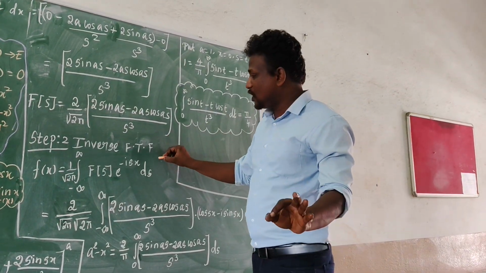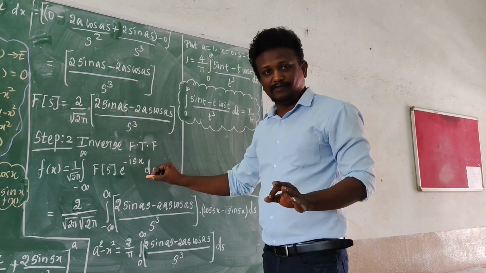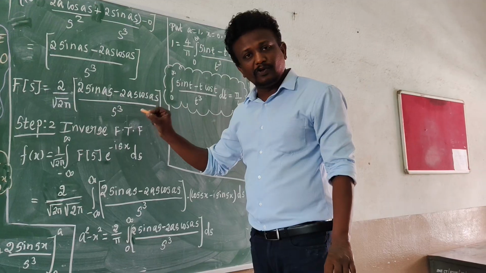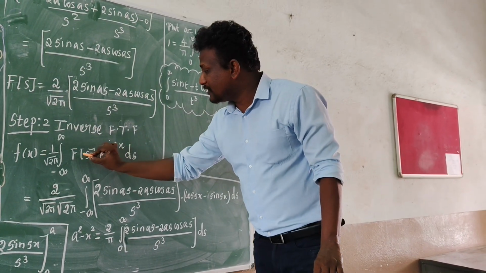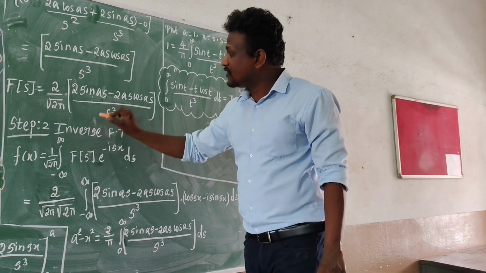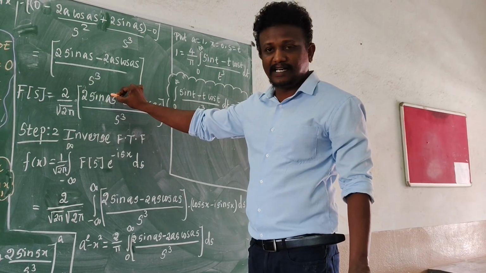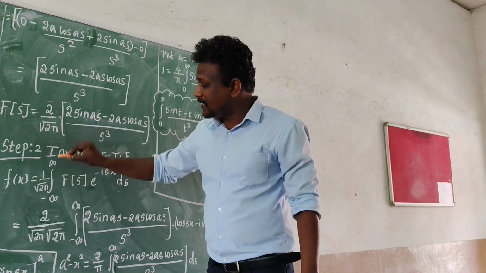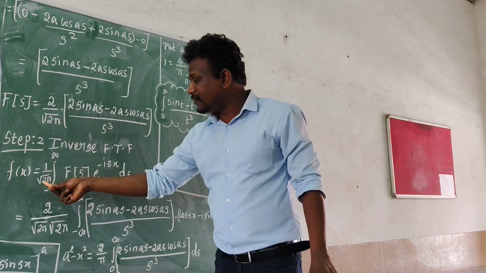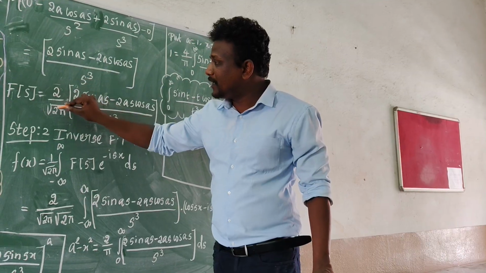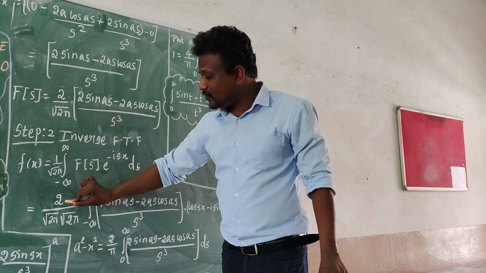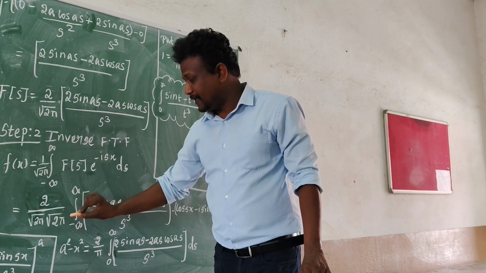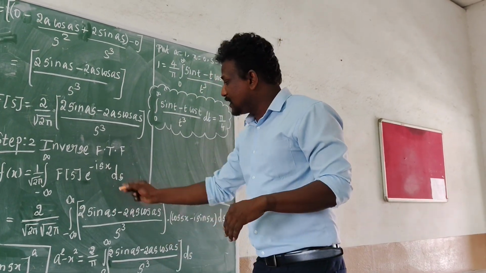As we discussed, I have just taken the inverse Fourier transform formula. So this is your inverse Fourier transform formula. In this formula, you need to substitute your f of s first, right? So what is your f of s? This is your f of s. Here, this is your constant term. I'm going to keep this constant term outside. Already we have 1 by square root of 2 pi. When you multiply this result with this one, you get 2 by square root of 2 pi square root of 2 pi, right?